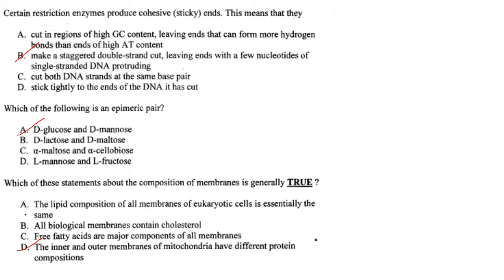Then which of these statements about the composition of membrane is generally true? The lipid composition of all membranes of eukaryotic cells is essentially the same. No. All biological membranes contain cholesterol. No. Free fatty acids are a major component of all membranes. That is also not correct. The inner and outer membranes of mitochondria have different protein composition. Now that is correct. Option D is correct.